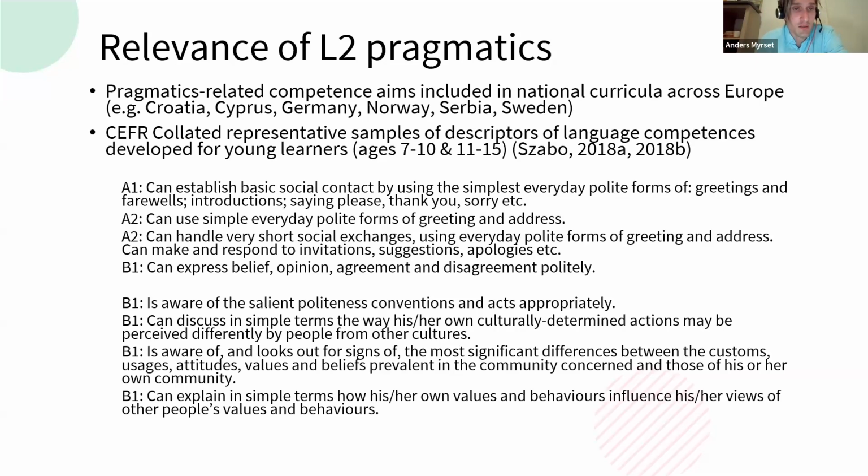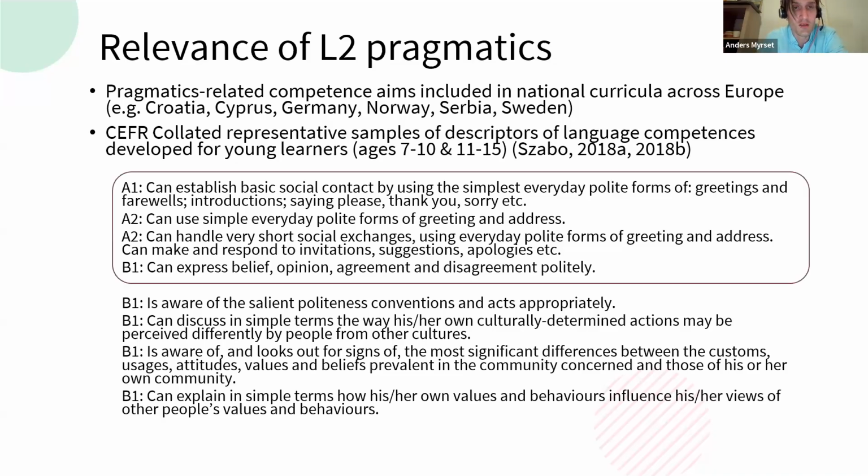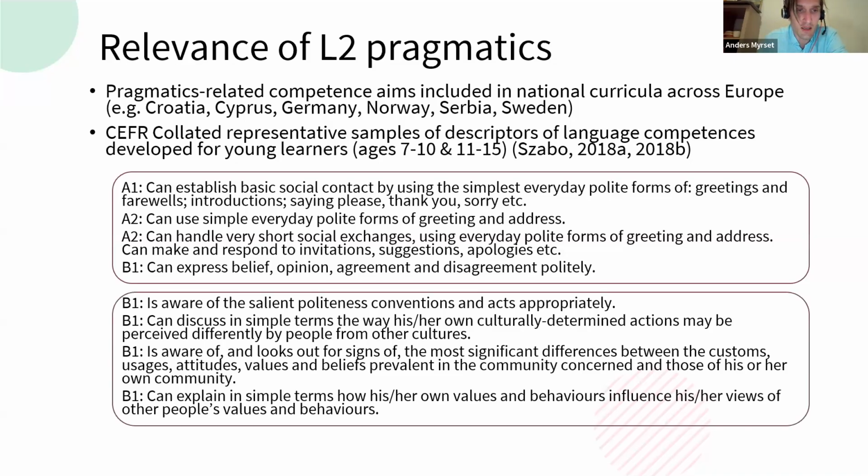And we see the same in the CEFR, the Common European Framework of Reference for Languages. They published two sets of descriptors for young language learners, ages 7 to 10 and 11 to 15, in 2018. And in these, we can see both aims that have to do with production related to pragmatics and awareness. So that tells us that, even though there hasn't been a lot of research within this field, there is an expectation that this is something that we need to teach young language learners.